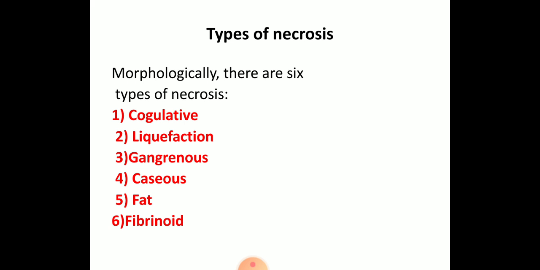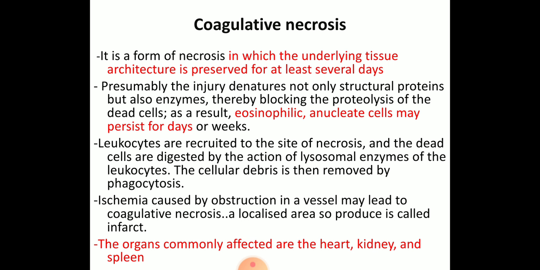Types of necrosis. Morphologically, there are six types of necrosis: coagulative, liquefactive, gangrenous, caseous, fat, and fibrinoid necrosis. What is coagulative necrosis? It is a form of necrosis in which the underlying tissue architecture is preserved for at least several days. Why is the underlying architecture preserved for several days? Because the injury denatures not only the structural proteins but also the hydrolytic enzymes, thereby blocking the proteolysis of the dead cell.